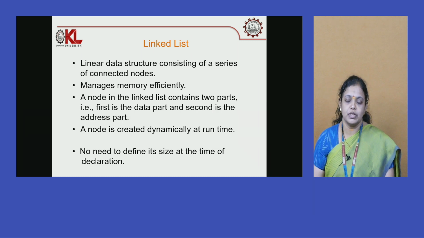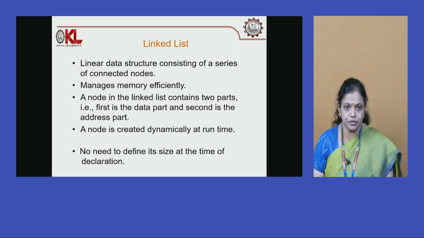So let us go with the linked list definition. It is basically a linear data structure consisting of a series of connected nodes. Why is it basically used? To manage memory efficiently. As I said, it is a collection of nodes. A node in the linked list contains two parts. The first part is the data part and the second part is the address part. The most advantageous part is that a node is created dynamically, that is, at runtime. So here there is no need to define its size at the time of declaration.